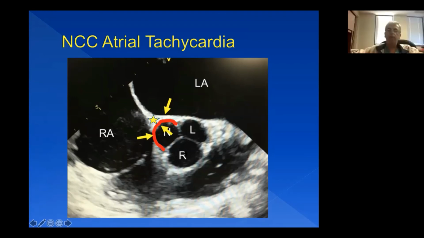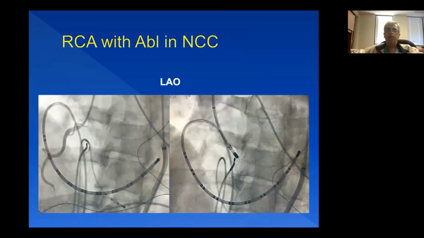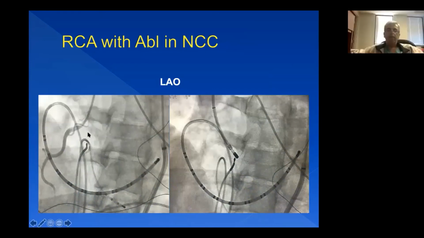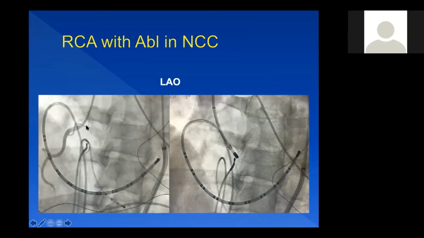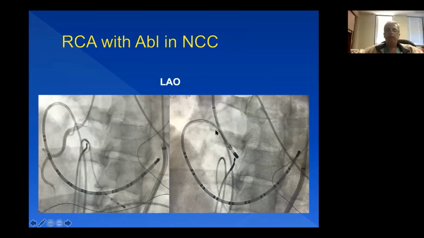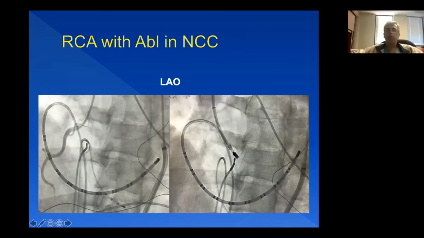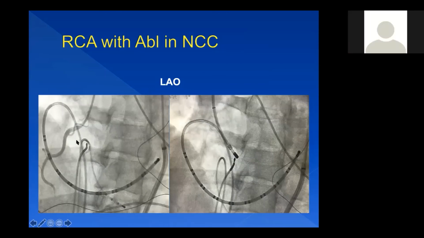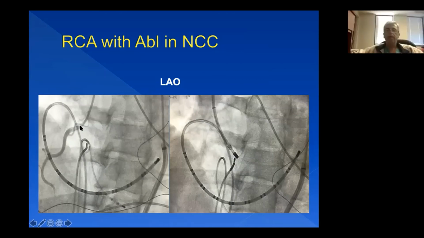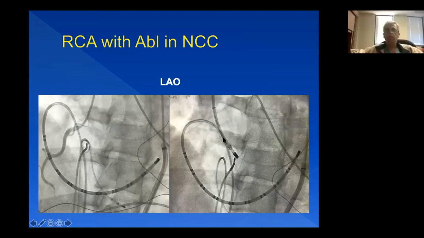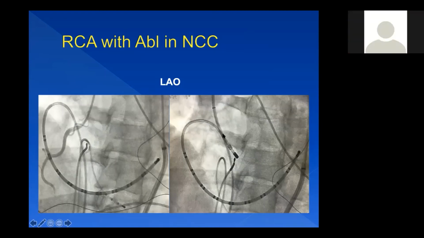Now, do we ablate in the right coronary cusp and in the left coronary cusp? Yes, we do. And that's usually for PVC foci. So to ablate in the non-coronary cusp, although the non-coronary cusp is in the posterior area, we still define the os of the right coronary artery. And just to show you the relative relationship between the tip of the ablation catheter in the non-coronary cusp in LAO projection relative to the os of the coronary artery, we're not only in a different plane, we're also at a safe distance from the os of the right coronary artery, which would be in this area.